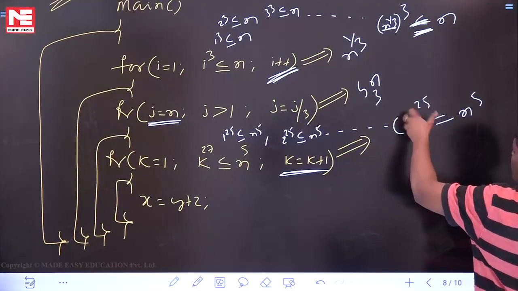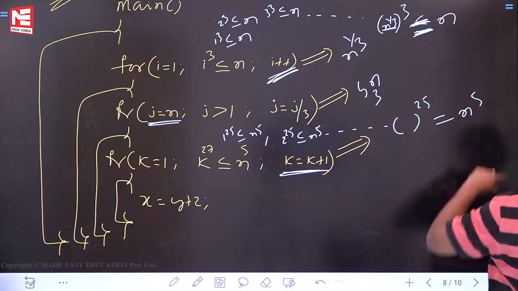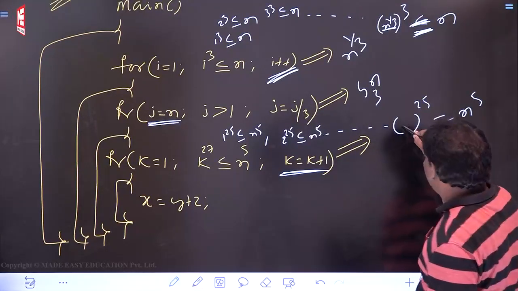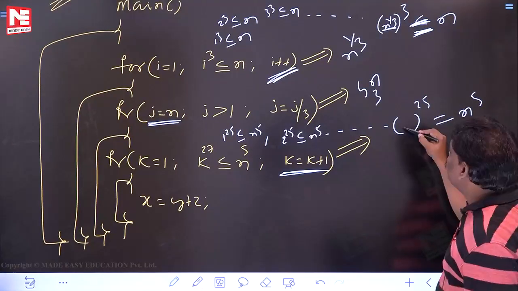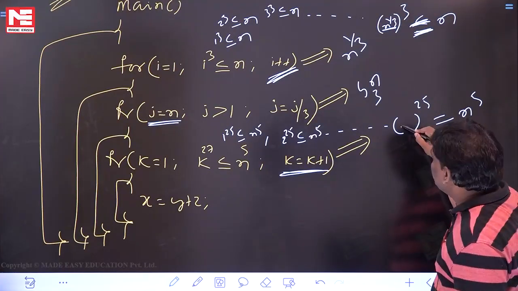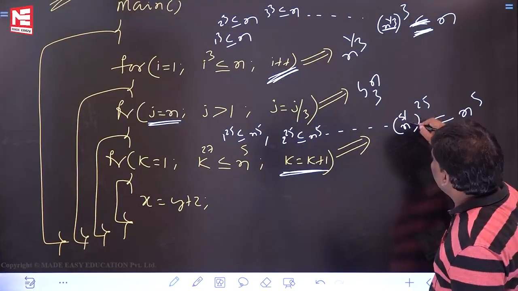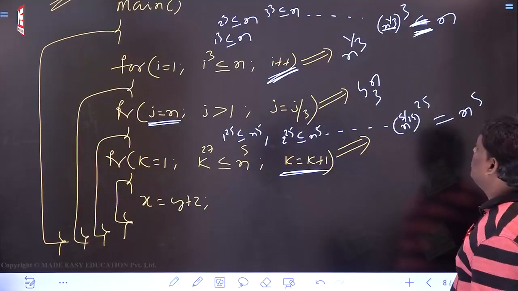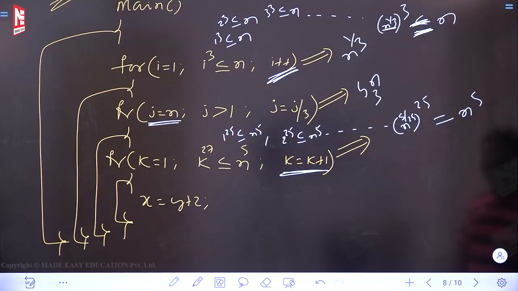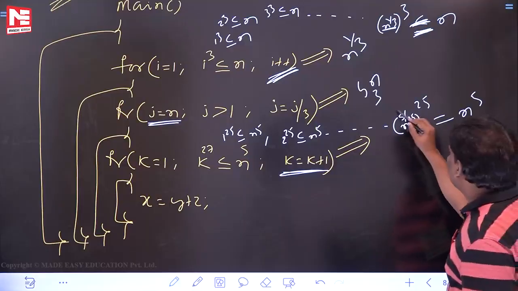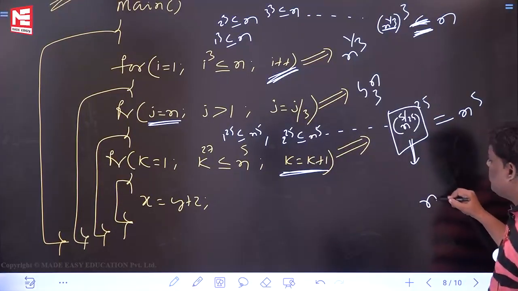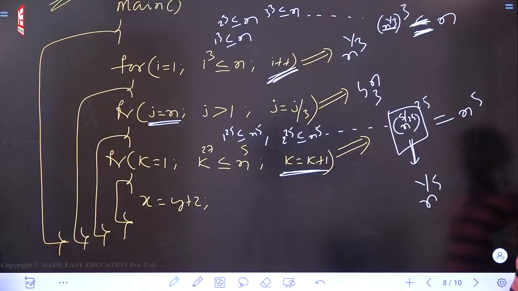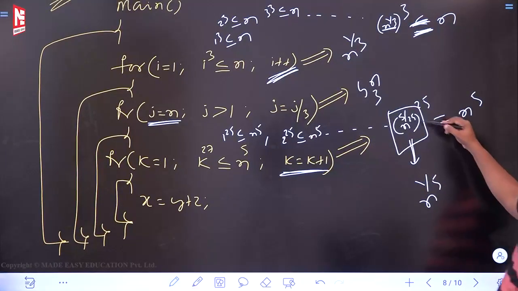Some number whole power 25 is equal to n power 5. What is the answer? It should be how much? Whole power 25 becomes n power 5, means it should be how much? I think it should be n power 5 by 25. 25 cancel, 5 will be there, which will become, what is the answer? I think this is the answer for this. You can write whatever. This is equal to n power 1 by 5.